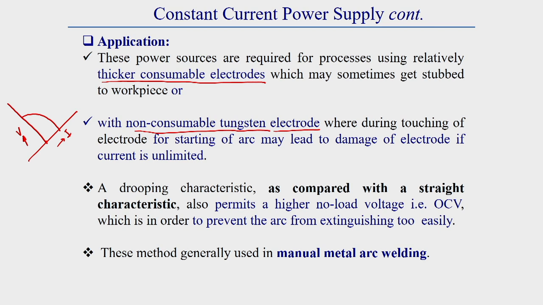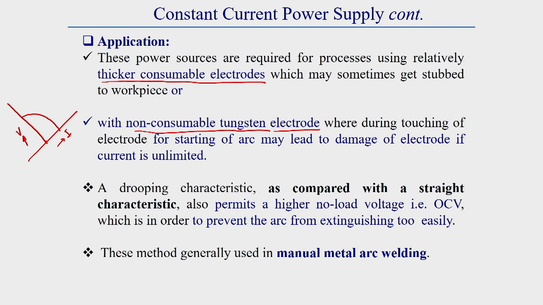because in case of non-consumable tungsten electrode, tungsten should not be melted or degraded and deposited to the workpiece. Because if tungsten is deposited, then this will create a defect, an inclusion. So we should prevent this tungsten degradation.